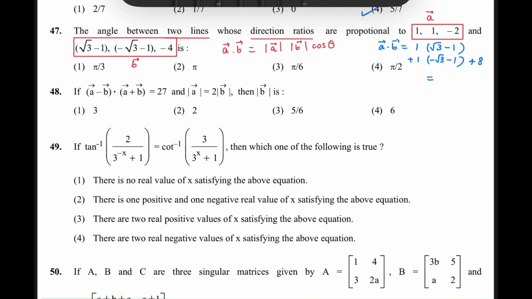So what is a dot b here? The root 3 minus 1 and root 3 cancel out. So minus 1 and minus 1, you get minus 2. So you get 8 minus 2, which is 6. So a dot b is 6. On the left side, you have 6.